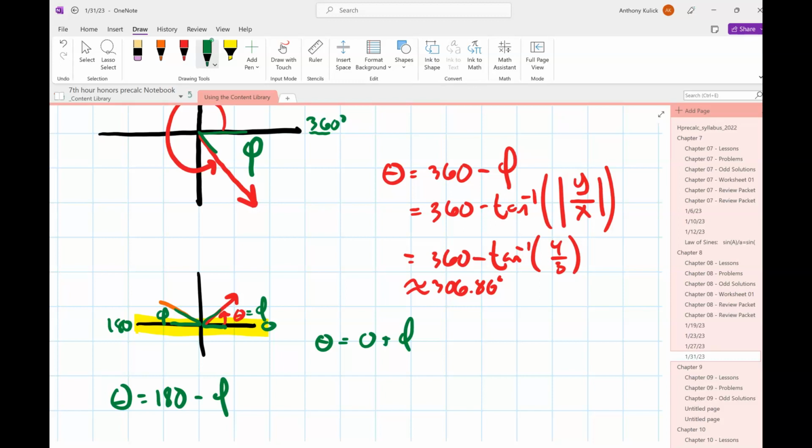So again, I like the picture. I'm a visual guy. It becomes really obvious to me whether I should be adding or subtracting just by looking at the picture. That's what I kind of default to.